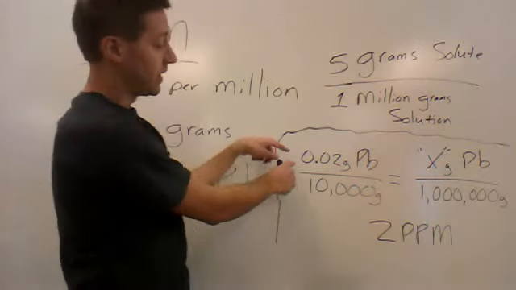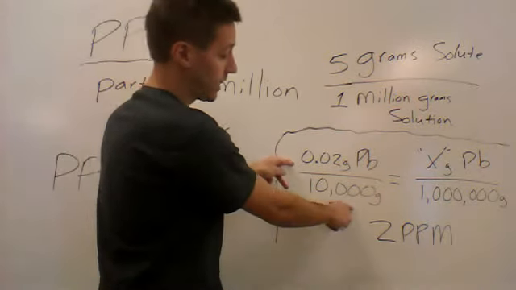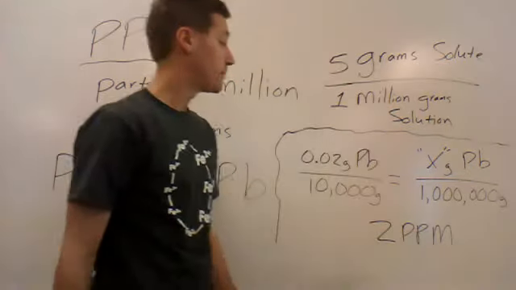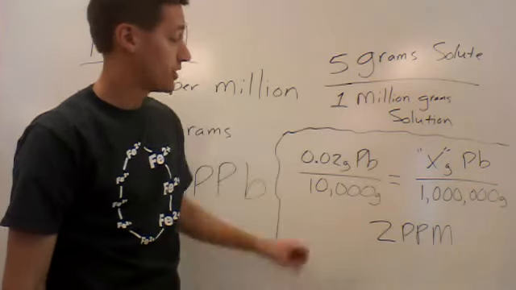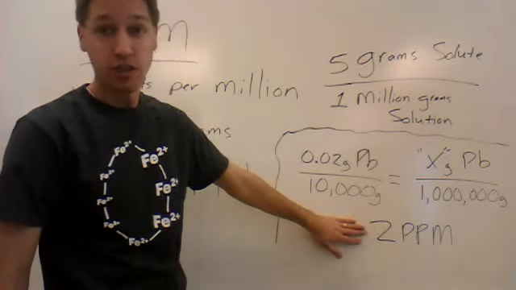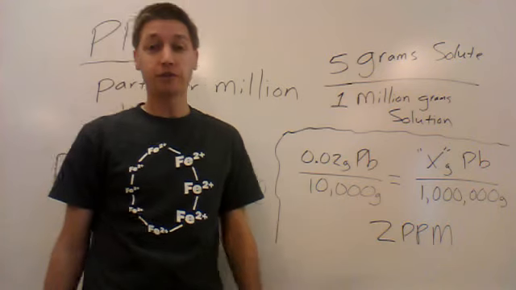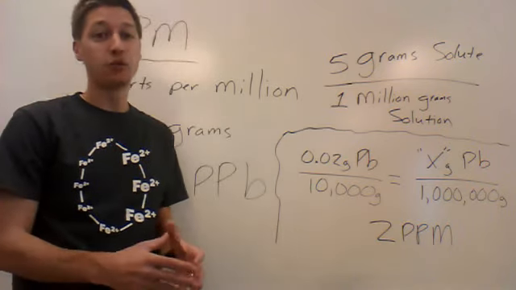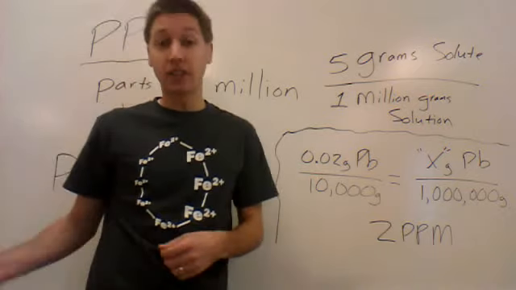So we're going to set up a proportion. If there's 0.02 grams in 10,000 grams, how many grams of lead would be inside of 1 million grams? And so you just set up the proportion, cross multiply, solve for x, and you get 2 parts per million. So we do this for really, really tiny concentrations, where we want to find out how much would be in 1 million grams or 1 billion grams of the solution.